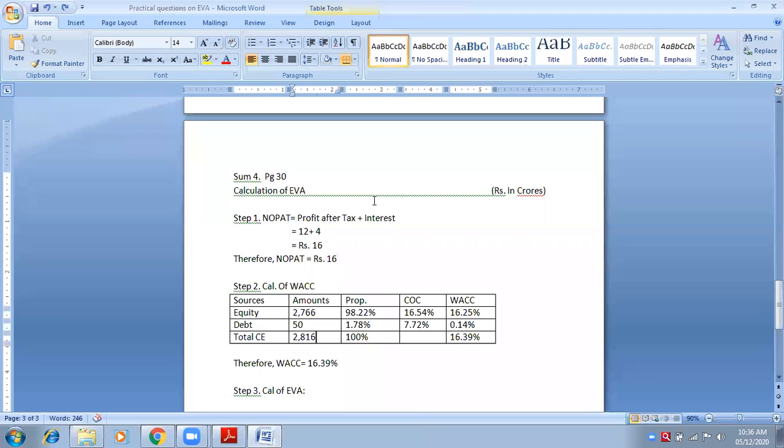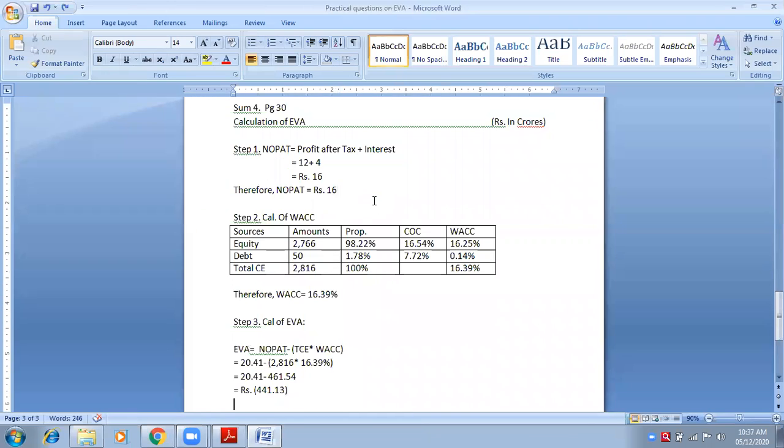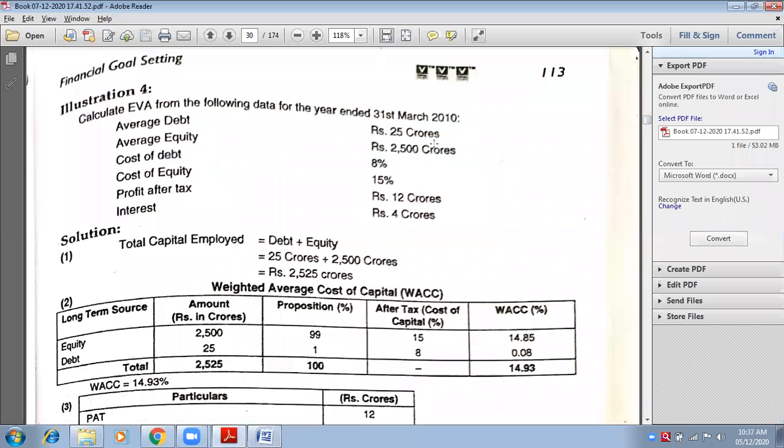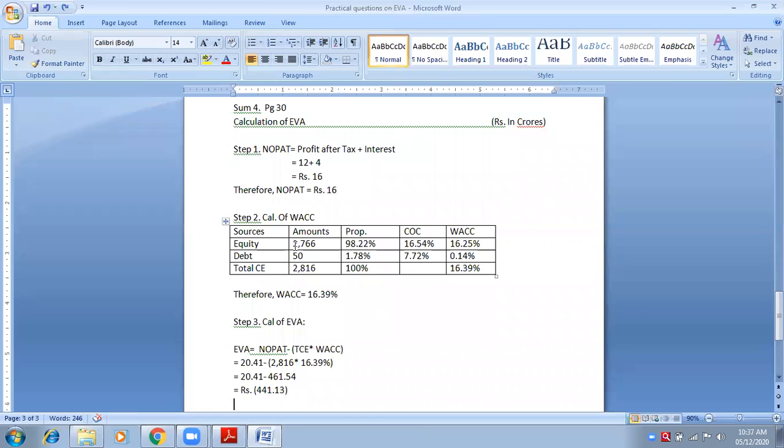Step number 2 is calculation of WACC. Now we have two things, equity and debt. Equity is 2500 and debt is 25. This is 2500 and this is how much it was? I think 25. Yes. So what is the total capital employed? Can you tell me? What is total capital employed? 2525. Is it correct? Yes, ma'am. Yes.